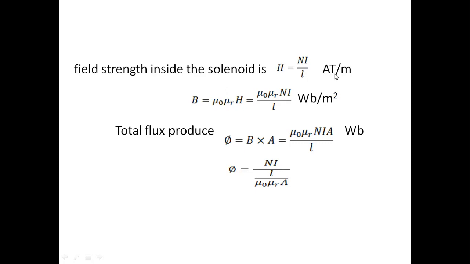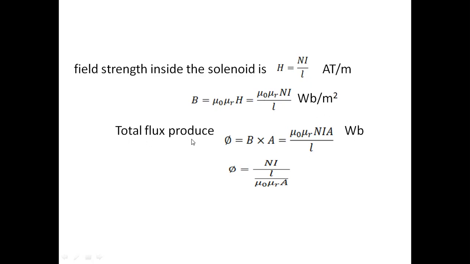That is ampere turns per meter. I is the current, and the number of turns is represented as just turns, so it is ampere turns per meter, and L is the length in meters. We know that the flux density B is equals to mu naught into mu r into H. Substituting this H value here, we get mu naught into mu r into Ni by L. This is Webers per meter square.